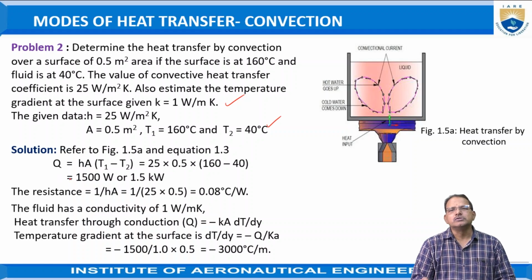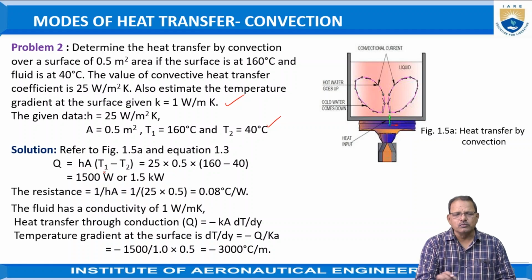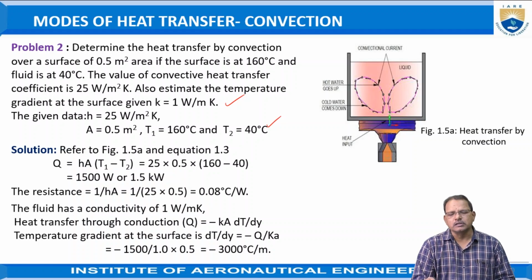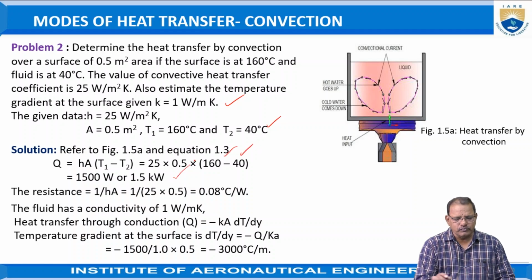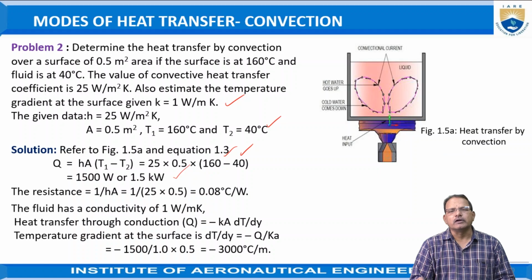By using the equation Q is equal to hA (T1 minus T2), that is the amount of heat energy flowing in a fluid, where h is the heat transfer coefficient and A is the surface area. By substituting these values, 25 into 0.5 into (160 minus 40) is equal to 1500 watts or 1.5 kilowatts. The thermal resistance is equal to 1 by hA, which is 1 by (25 into 0.5), equal to 0.08 degrees centigrade per watt.